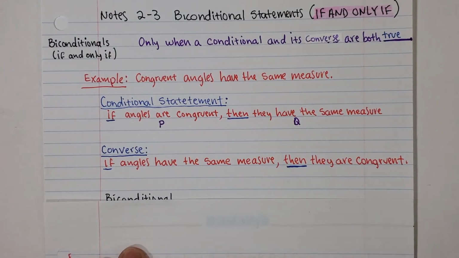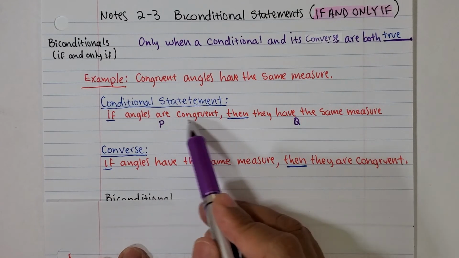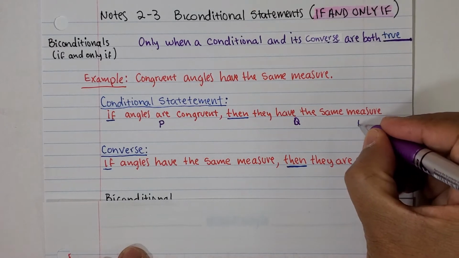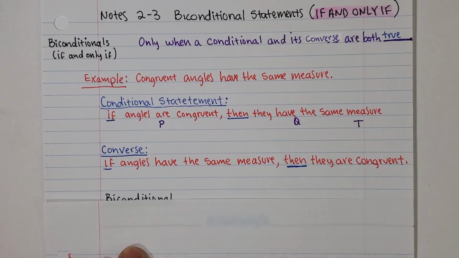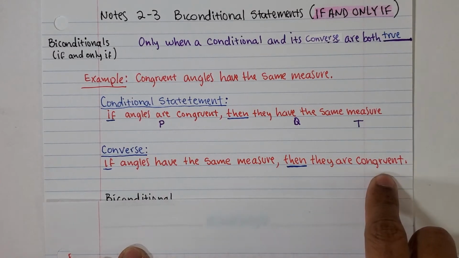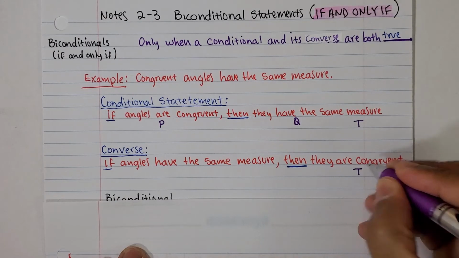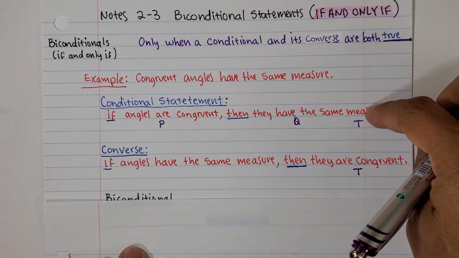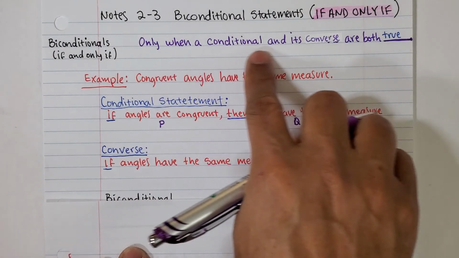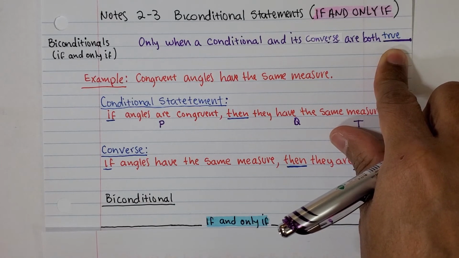Now let's discuss the truth value of this one here. If angles are congruent, then they have the same measure. Well, the definition of congruent is that they are equal. So this one is true. So far, so good. The second one, if angles have the same measure, then they are congruent. Well, this is also true, right? So once we see that the conditional statement and its converse are true, then we can proceed to write the biconditional.